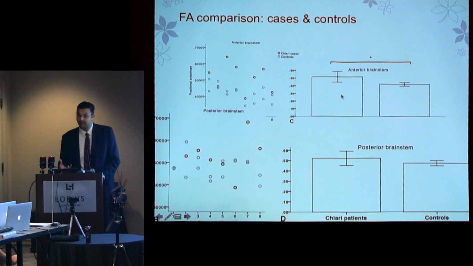In the posterior brainstem compartment though, the picture is more unclear. The FA values are overlapping in this patient, for example. It's somewhere in the middle in this patient, higher in this one. So it's all over the place in the posterior brainstem compartment, where the reliability of having an elevated FA goes down in patients versus controls. And so this result is not statistically significantly different.